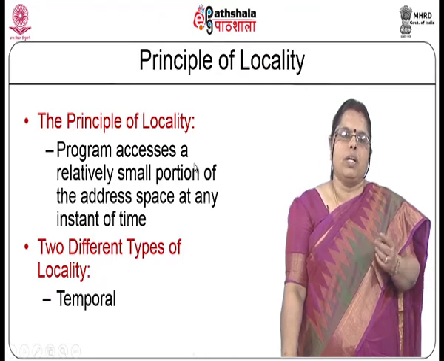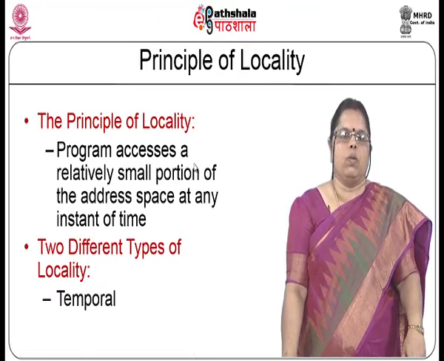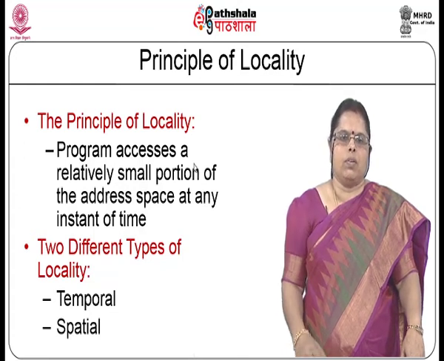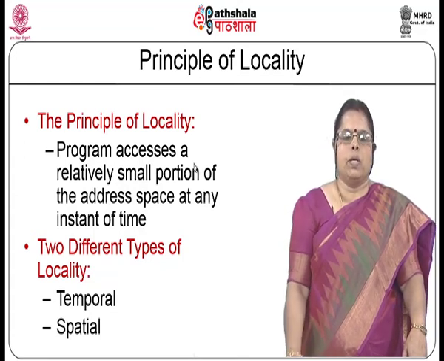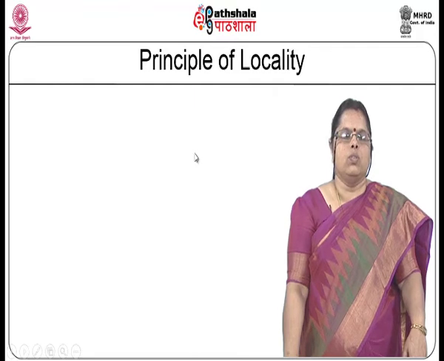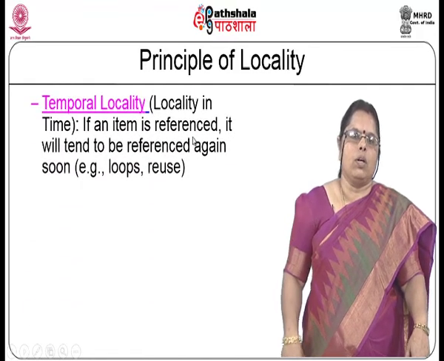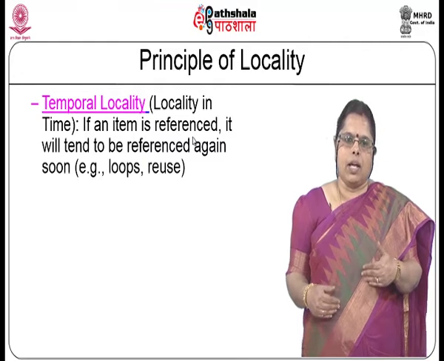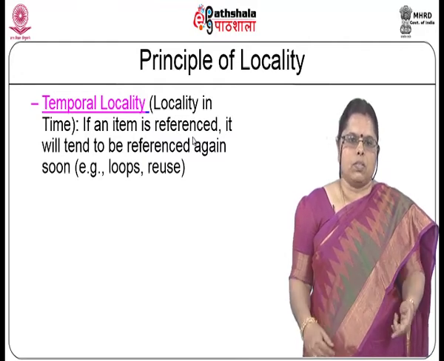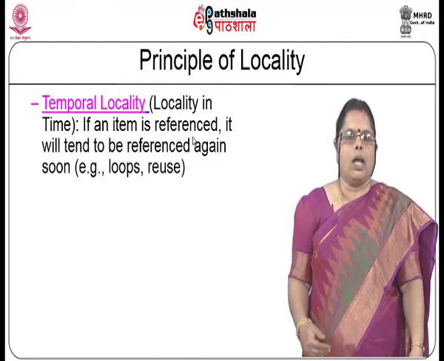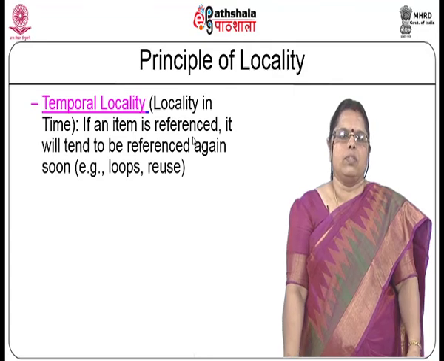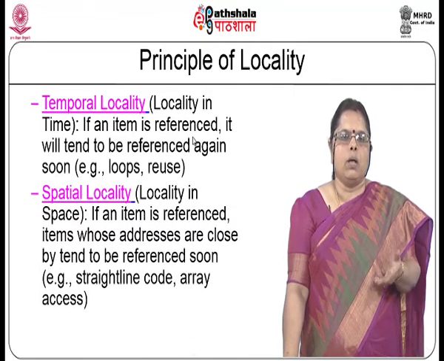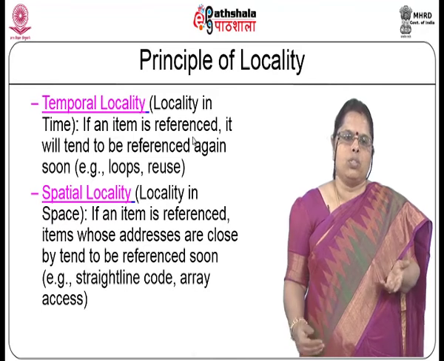There are two different types of locality. One is with respect to time, called the temporal locality of reference. The other is called the spatial locality of reference. The temporal locality of reference is basically locality in time. That is, if an item is referenced by the processor now, it is quite likely that the processor will reference it again in the near future. Examples are loops, which get reused again and again.